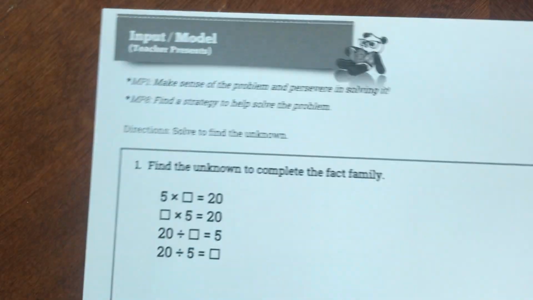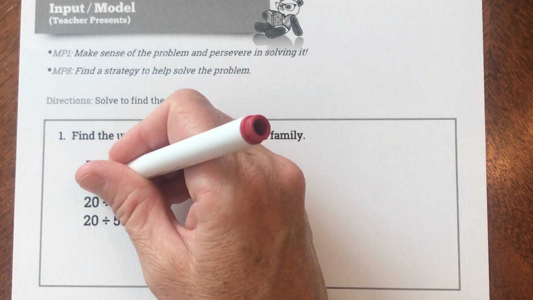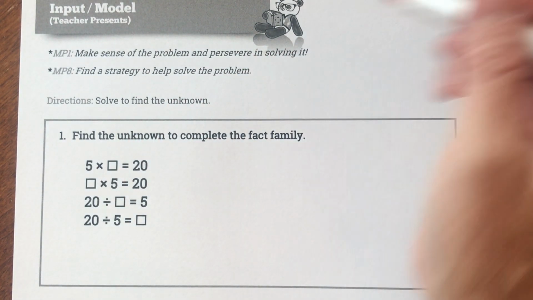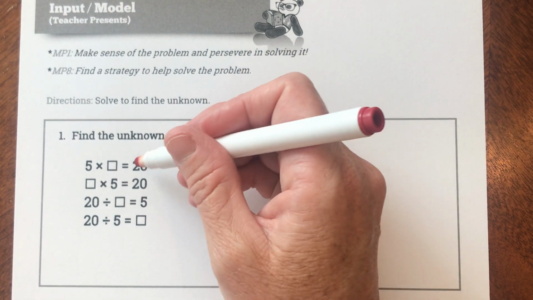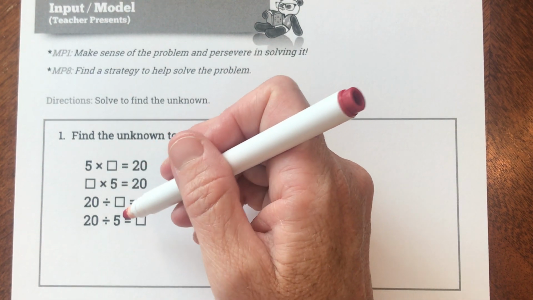Here is my first problem. And my first problem is a fact family. It says, find the unknown to complete the fact family. So remember, we talked about in a fact family, all the unknowns are going to be the same. So I don't need to solve for each one. I only need to solve for one, because once I have the unknown, they're all going to match.